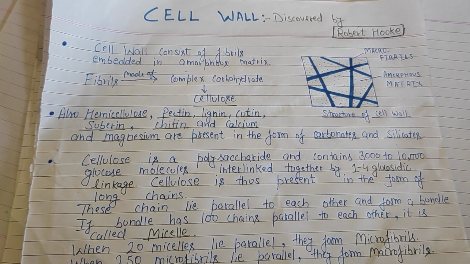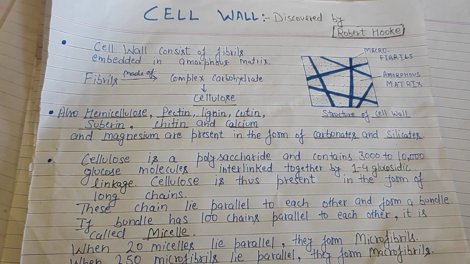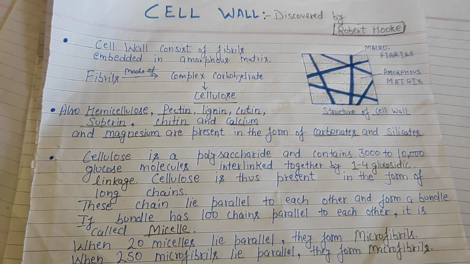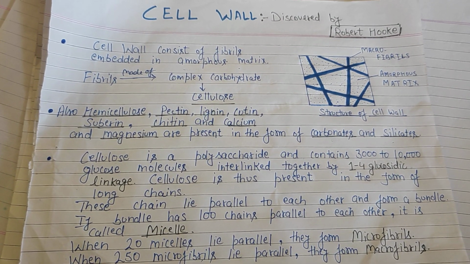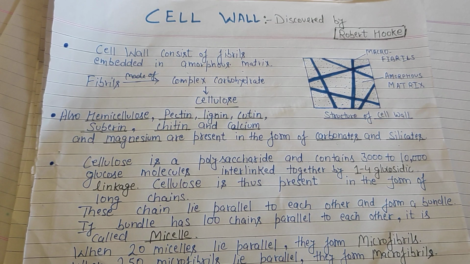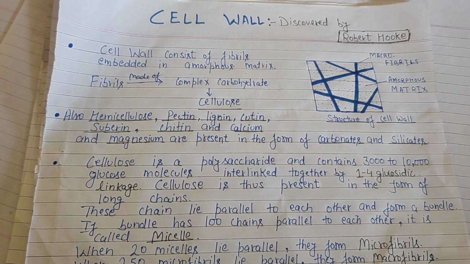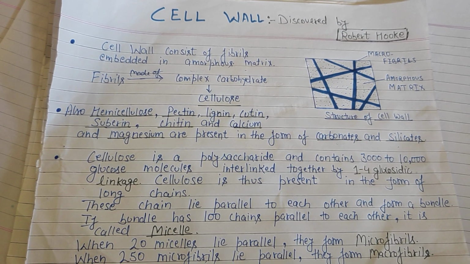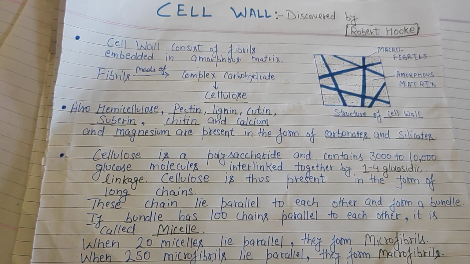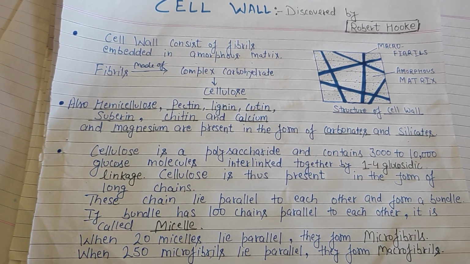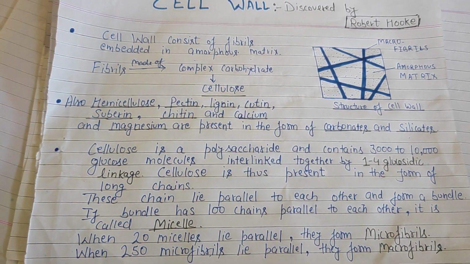In this video we will learn about the chemical composition of the cell wall. The cell wall was discovered by Robert Hooke, an English biologist. One day he was examining a thin slice of cork under a crude microscope, and he found some perforations in that piece of cork. Those perforations were named cells by him, and the thick membrane bounding those perforations was called a cell wall.